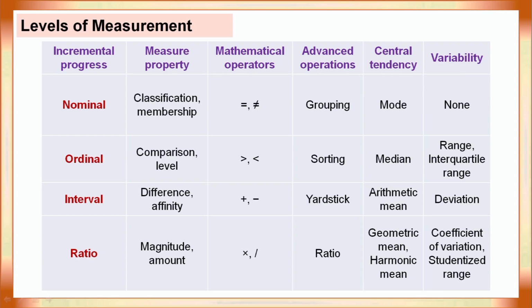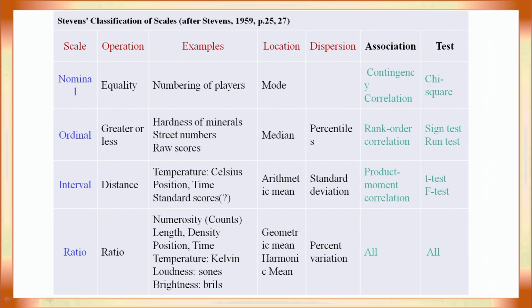For the ordinal level, you can use median. You can use range and interquartile range for the measure of variability. At the interval level, you can use the arithmetic mean and standard deviation to find out the variability. In the ratio level, you can use anything, including the geometric mean and harmonic mean, that cannot be used at the interval level. For a measure of association, you can use contingency correlation or the chi-square test at the nominal level. For the ordinal level, you can use rank order correlation, because one of our purposes is to find out the relation between the variables.